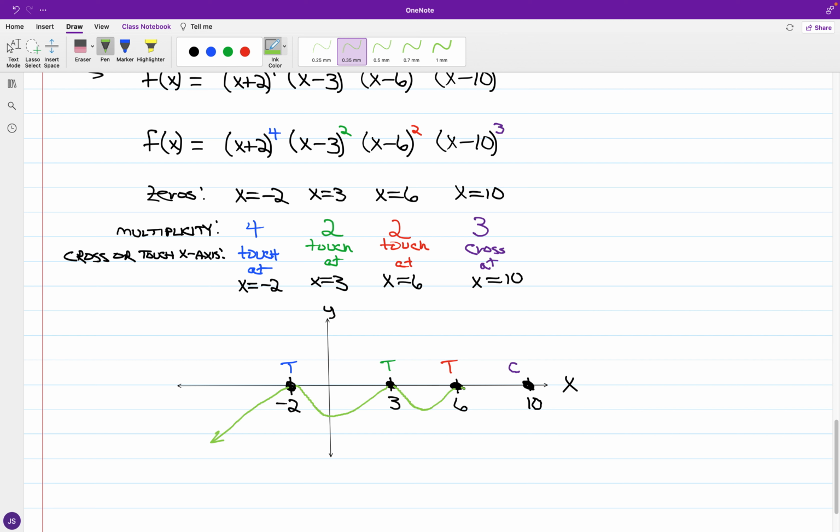And once we get to x equal to 6, it touches once more. Then once we get to the next and last of the x-intercepts, with x equal to 10, the graph is going to cross the x-axis. That will be the pattern of behavior we have. Again, I'm not drawing this according to scale, but this is just what we're going to have in the occurrence along the zeros on the x-axis.